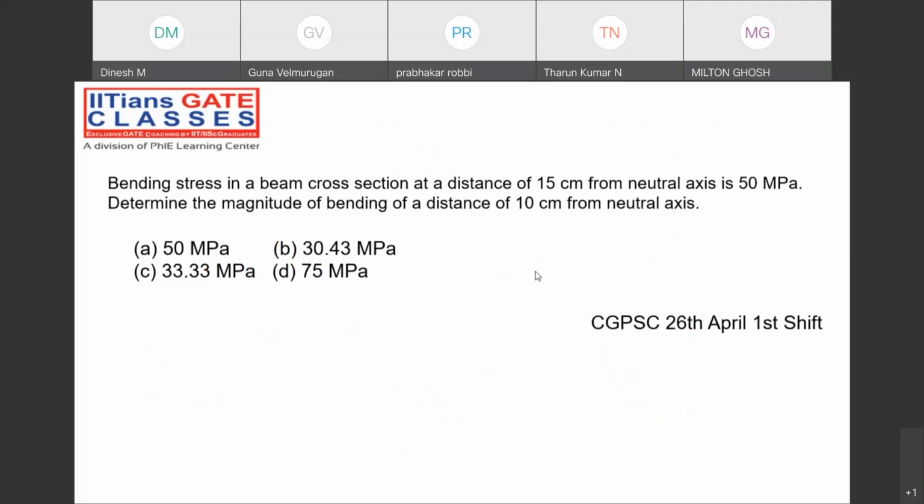Now try to solve this question and let me know the answer. Online, I need to see in the Telegram. If I find suitable sources, I will send you directly. I will find the PDF of all the ESE papers of all the years in a combined format. I will see that.